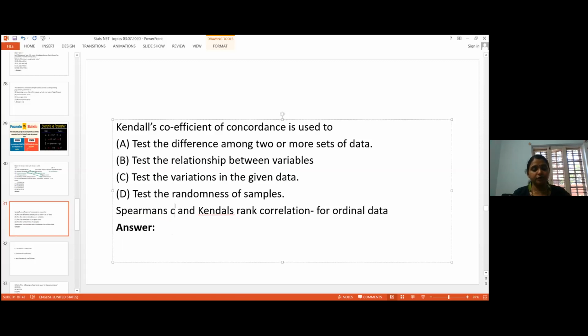They are two different, okay? Don't get confused. Spearman's coefficient is totally different.